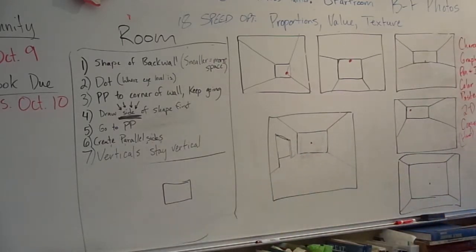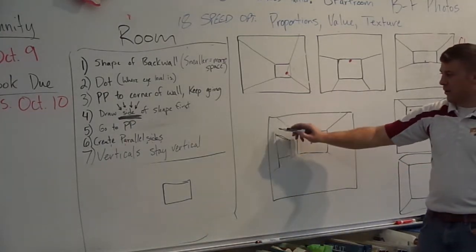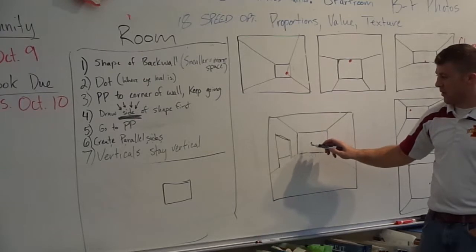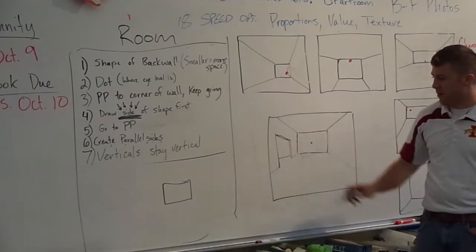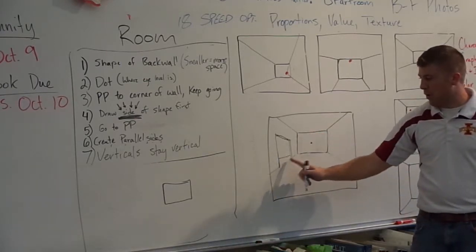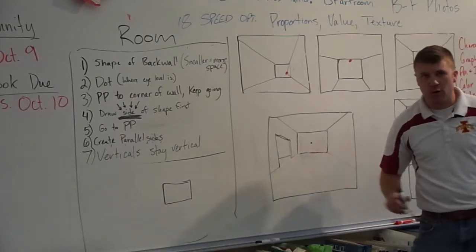You guys see what I did there? I want you to try and create that. You're going to vertical, then the top is going to go to the PP. Then you're going to have the other side, vertical. You're going to erase that part of the wall, continue the back wall through the open space.